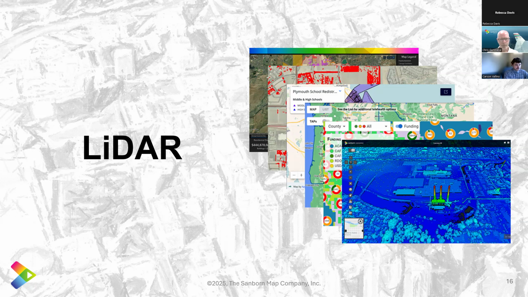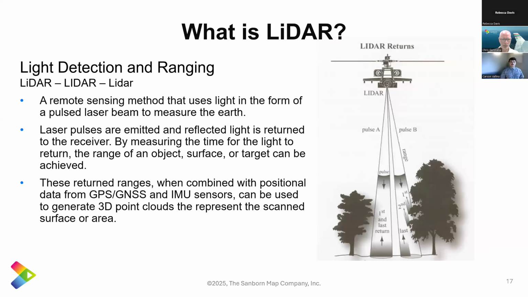So all right, what is LiDAR? LiDAR is basically a way to gather data using light beams. It's shooting a laser down to the earth. We're going to talk mostly about aerial type collects, so flying your plane along and getting the information as you go.